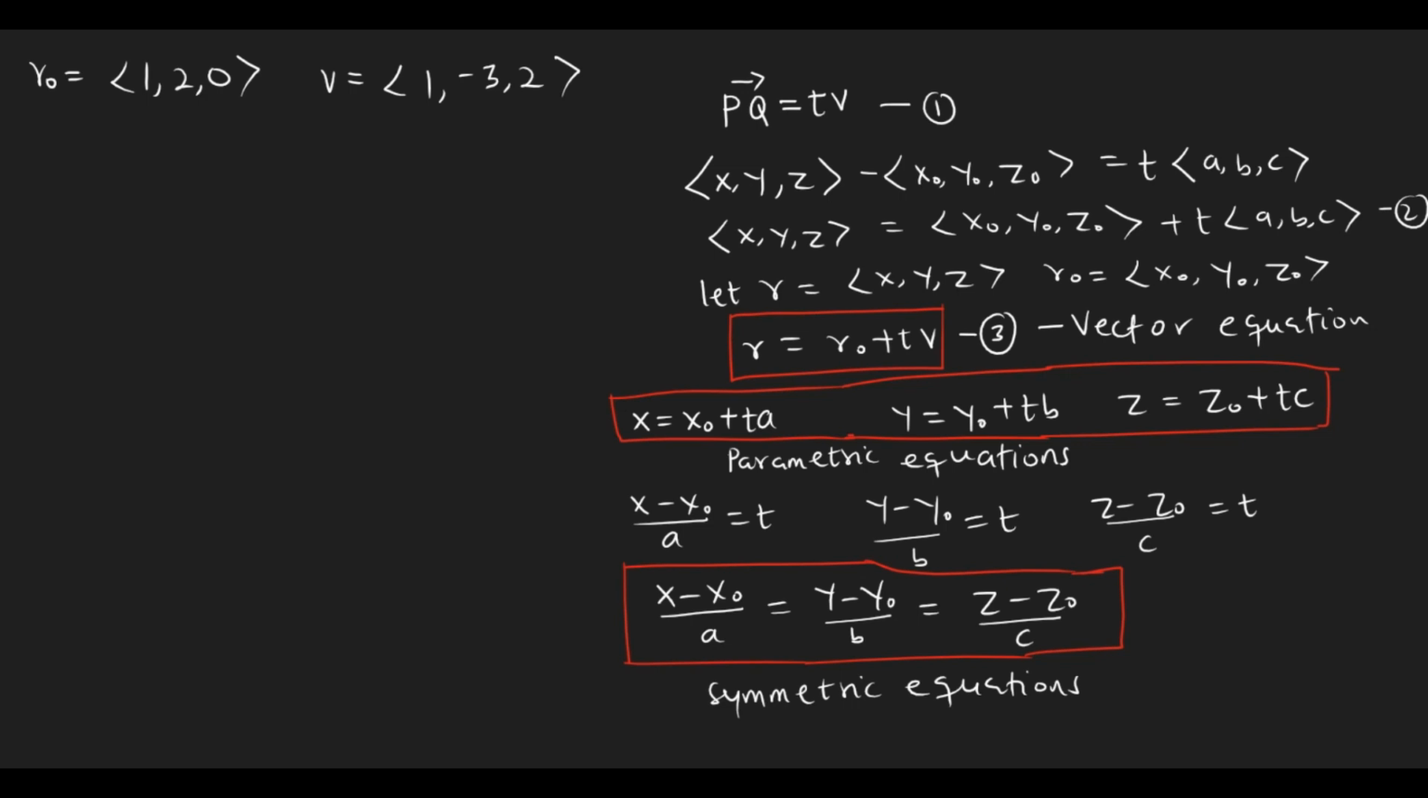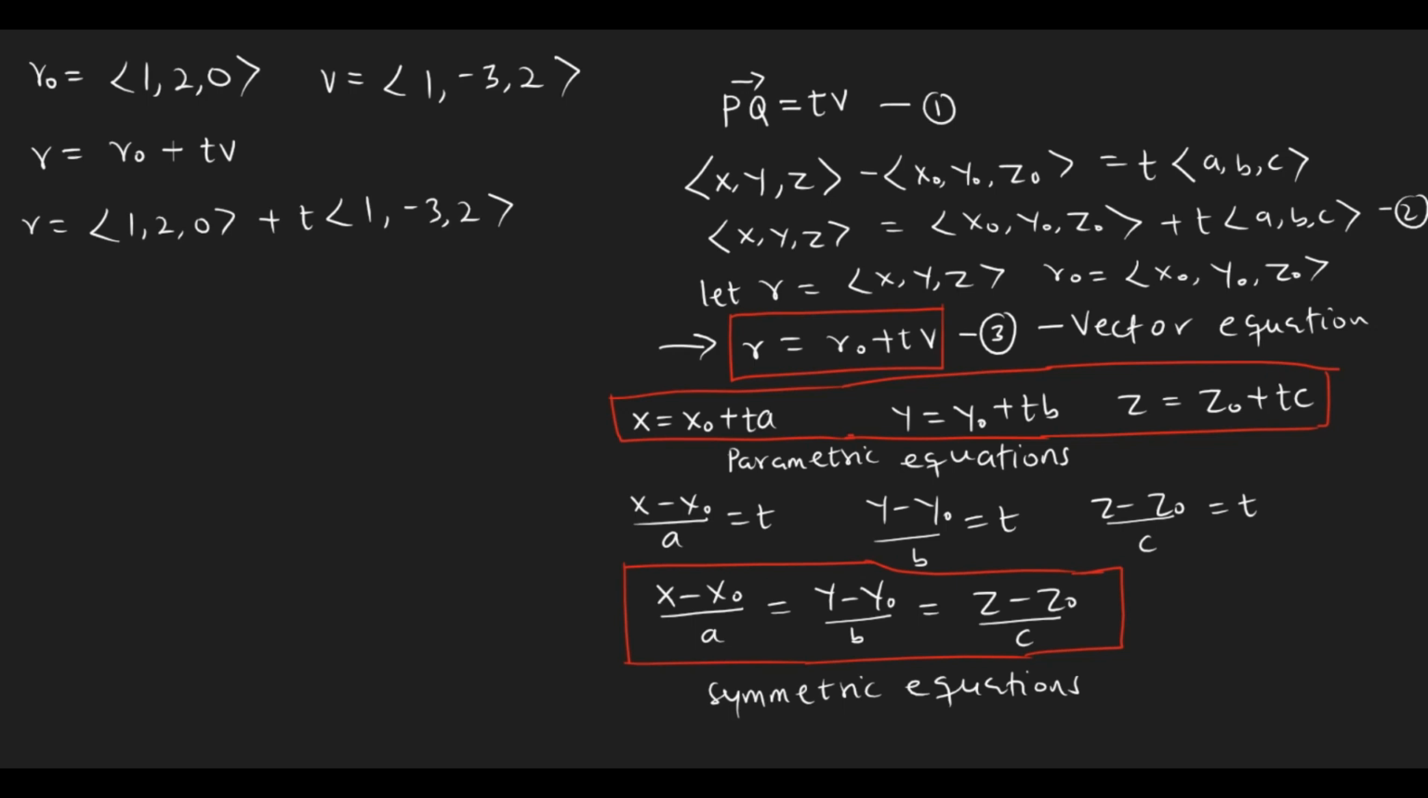So now all we have to do is to consider this equation here, which is equation 3, given to be R equals R naught plus tV. This is what you have now. So let's do the substitution. You're going to have R equal to (1, 2, 0) plus t multiplying (1, -3, 2). This is what we have now.